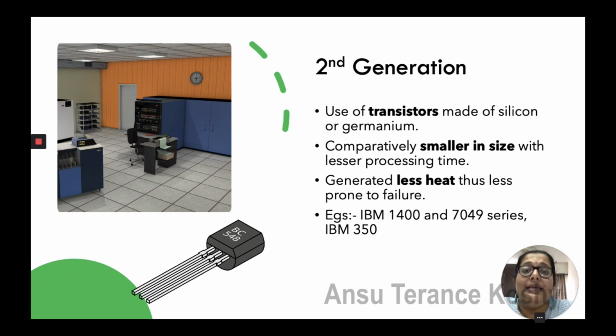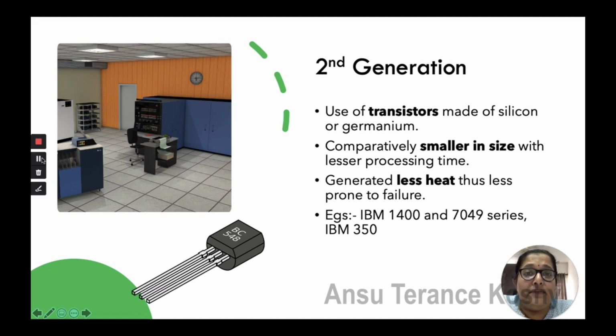Second generation. In this, they changed the vacuum tubes into smaller devices. It was known as a transistor. It was made of silicon or germanium. So, use of transistors made of silicon or germanium. The picture of a transistor is placed in the bottom. It was a very small device compared to that of a vacuum tube.